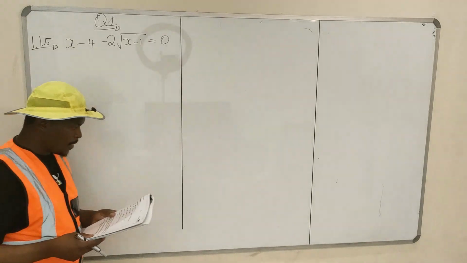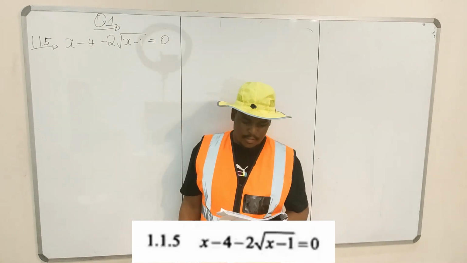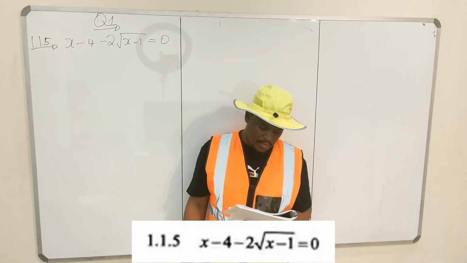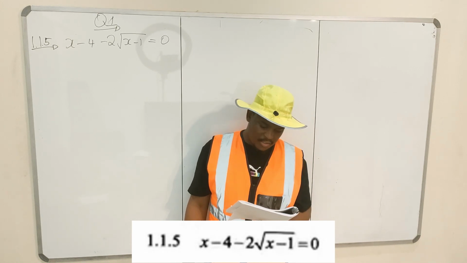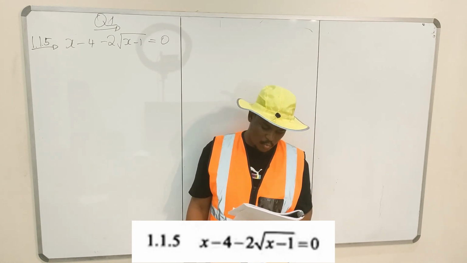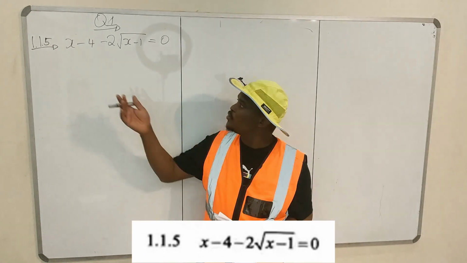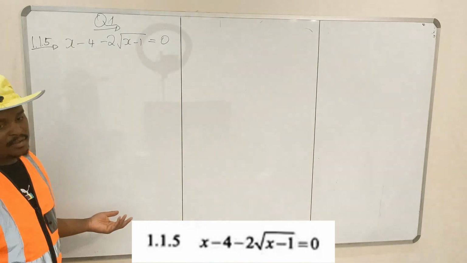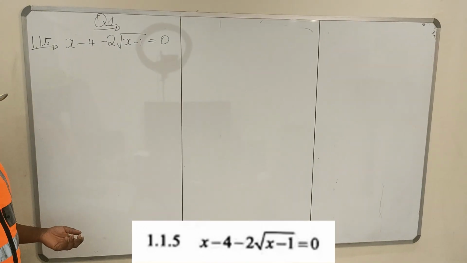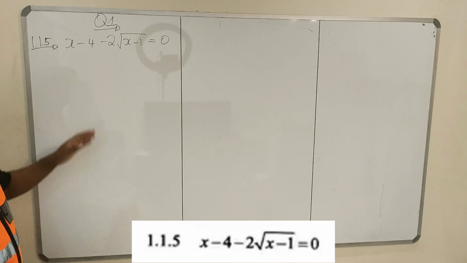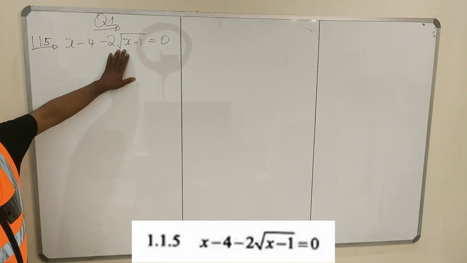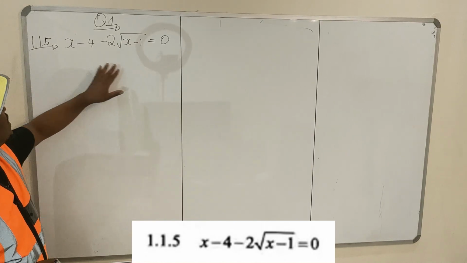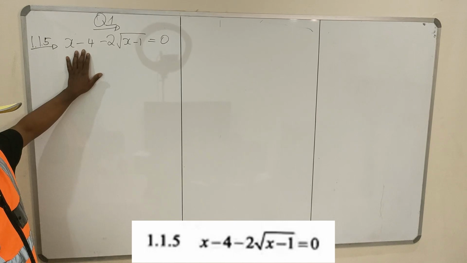Okay, so now we're doing 1.1.5. It reads as follows: x minus 4 minus 2 times the square root of x minus 1 is equal to 0. So they wanted us to solve for x here, right? What is the first thing that we do here? Transpose what? 2 root x minus 1 and minus 4. So we transpose, it's either this or that. Do you understand? Yes. But I would like to transpose this, so that it becomes positive on the other side, and these ones maintain the shape that we like.